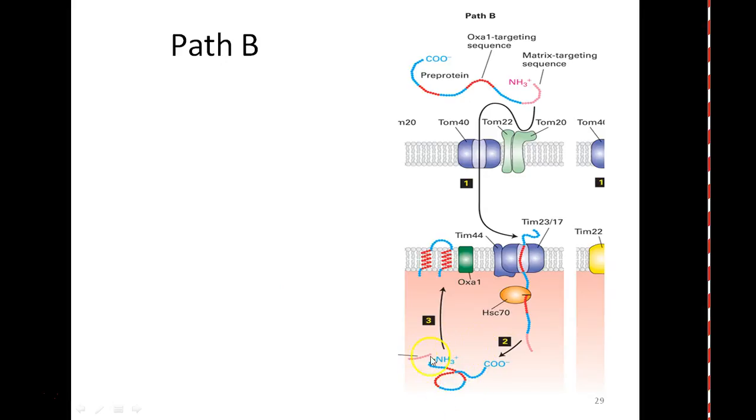And then this protein will be processed by this inner membrane complex called OXA. We talked about OXA when we were talking about inner membrane complexes. So OXA will process this protein and embed the protein into the inner membrane. So it's a slightly different strategy. Path B is a slightly different strategy as compared to path A.